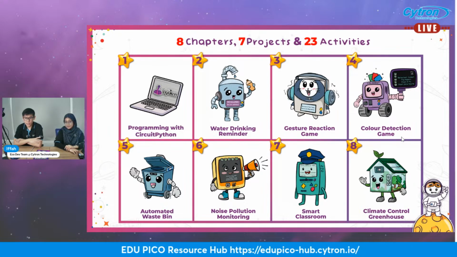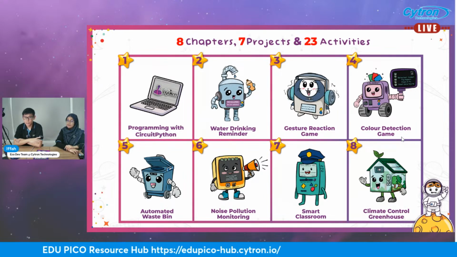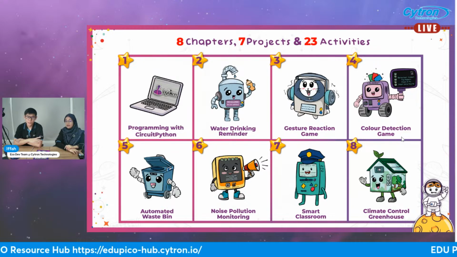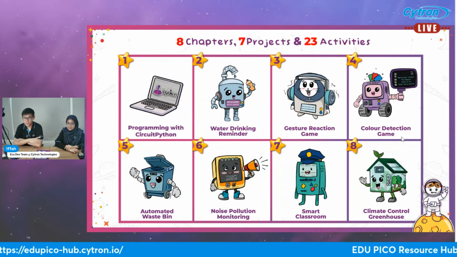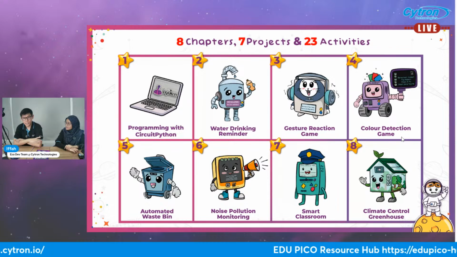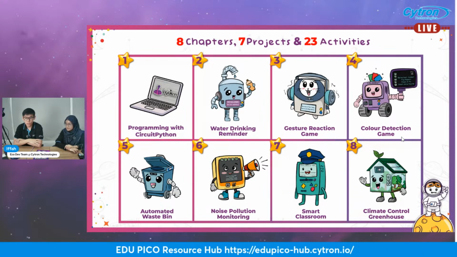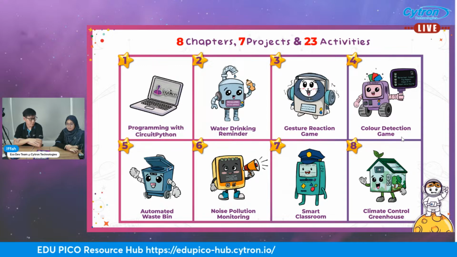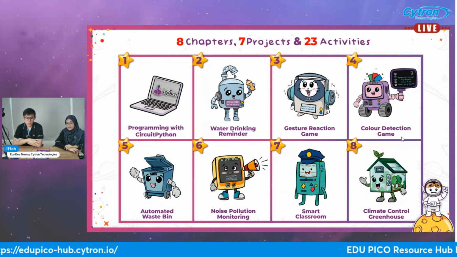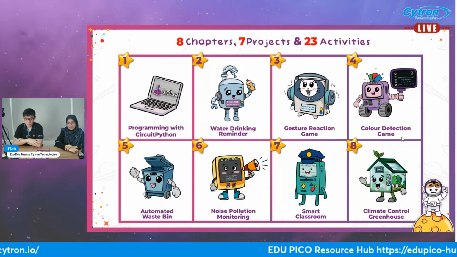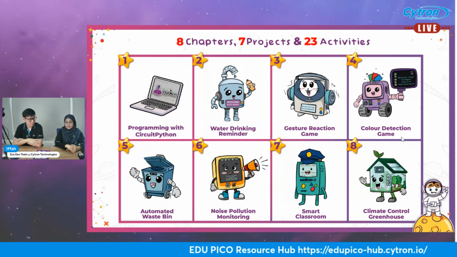And then chapter 3, we have gesture reaction game. Chapter 4, we have color detection game. Chapter 5, automated waste bin with accessories, which Aoife will be demonstrating on how you can build this accessory to make your project more interactive, more fun, so you can see the effect. Noise pollution monitoring, smart classroom, and climate control greenhouse.